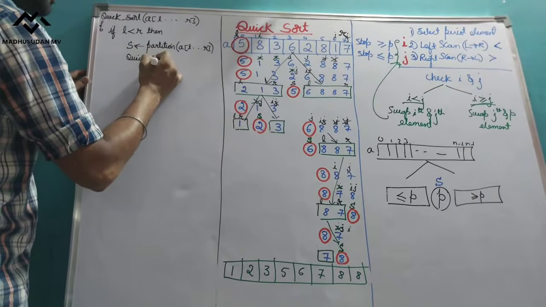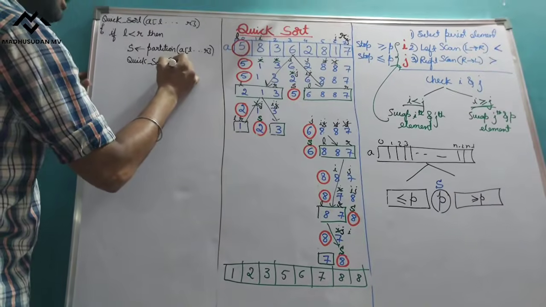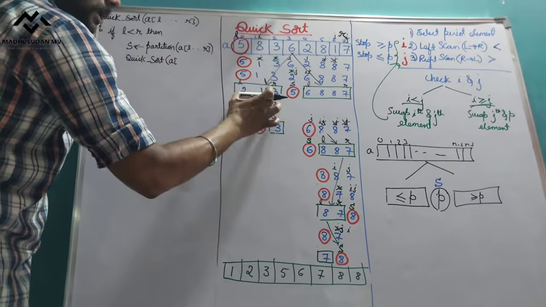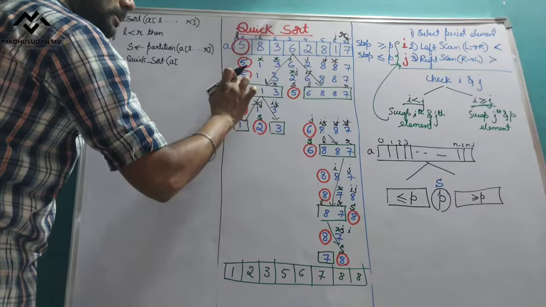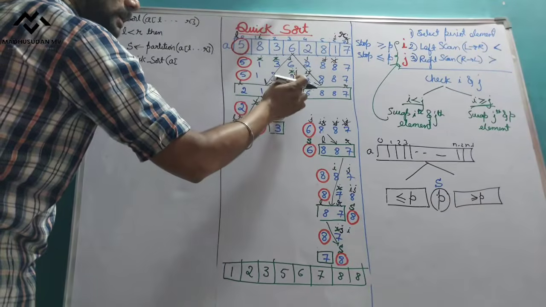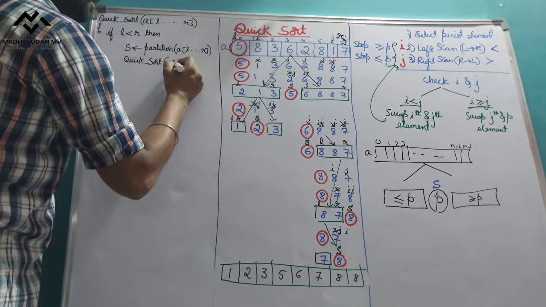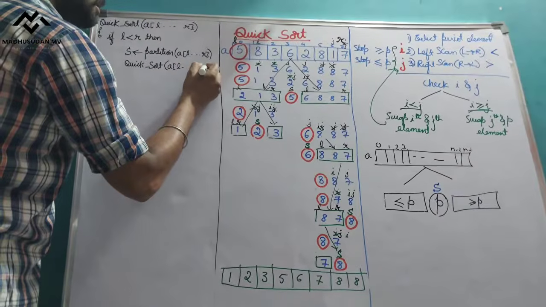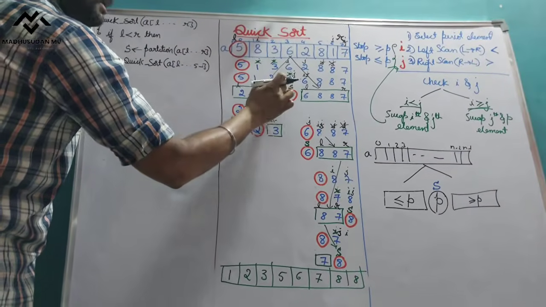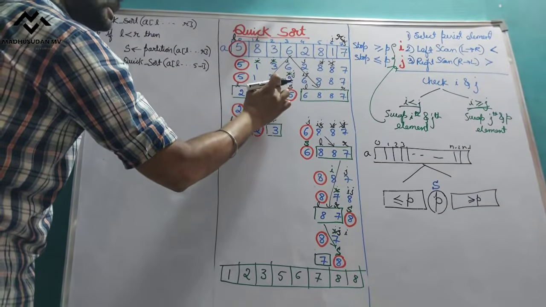Okay, quick_sort. So now we need to split what? Now the same subarray, but left to what? This is S, so previous means S minus 1. So L to S minus 1. This is S, and its previous position is S minus 1.